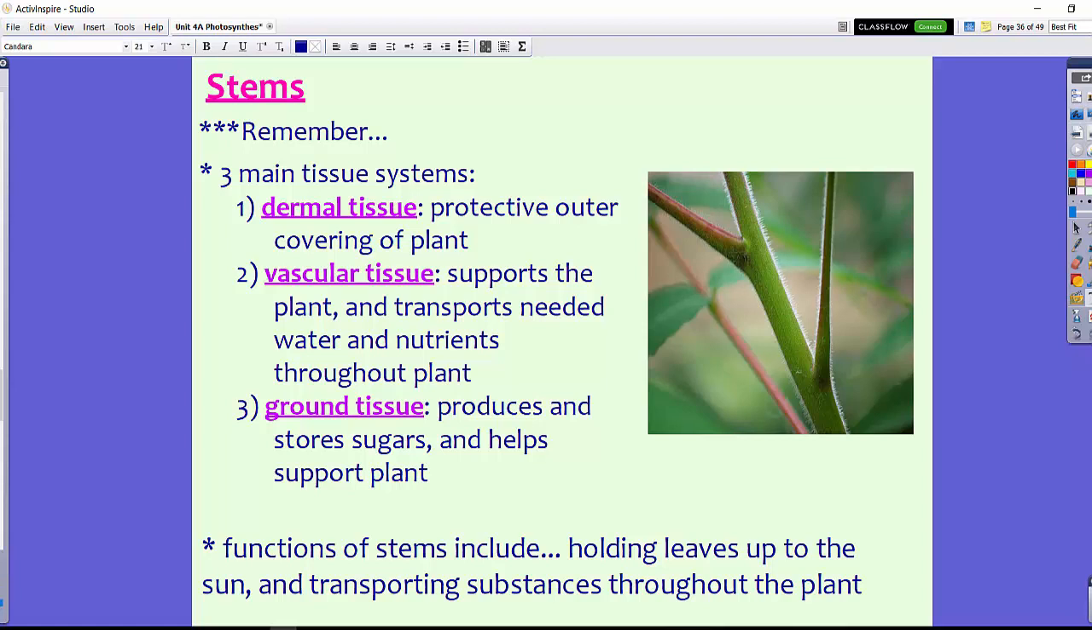Now please understand that the functions of stems include holding leaves up to the sun and transporting substances throughout the plant. So stems are very, very important for plants because they hold leaves up to the sun, allow that diffusion of oxygen and carbon dioxide, and help transport substances throughout the plant.